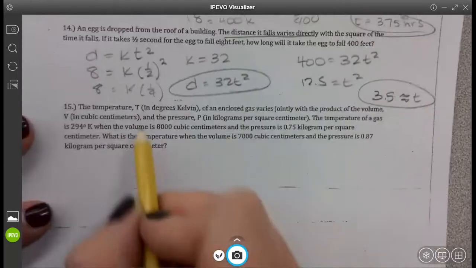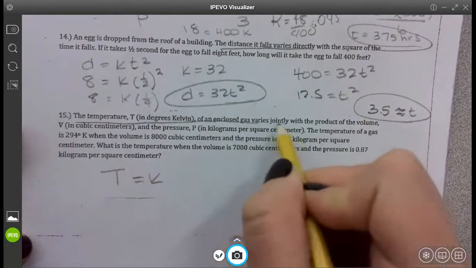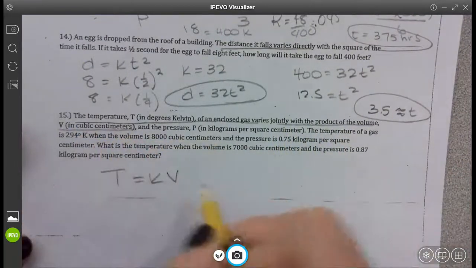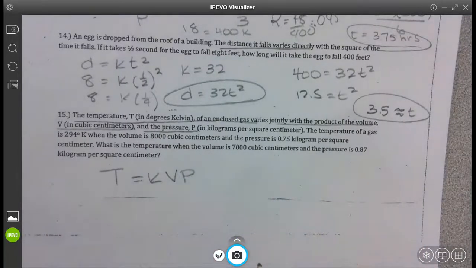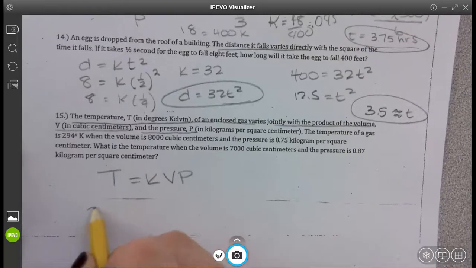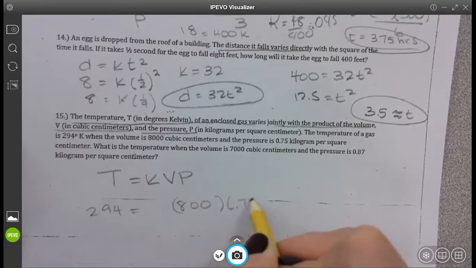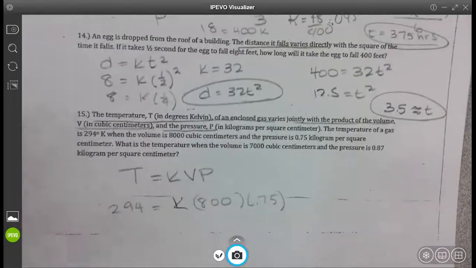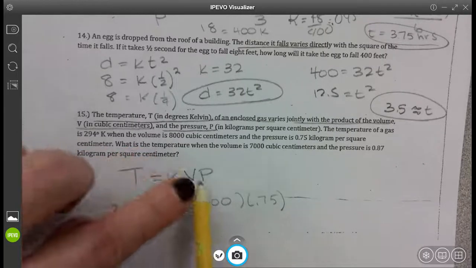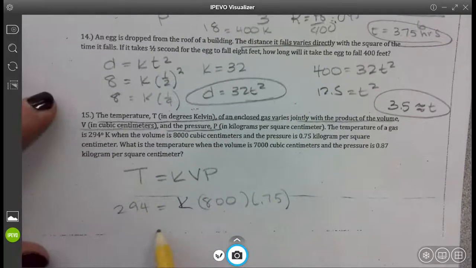The temperature T in degrees Kelvin of an enclosed gas varies jointly with the product of the volume and the pressure. Okay, the temperature of a gas is 294 kelvins when the volume is 800 cubic centimeters and the pressure is 0.75 kilograms per square centimeter. It's a lot of words, it's wordy. But if you can just designate T here, V here, P here: temp, volume, pressure. Okay, what is K then?